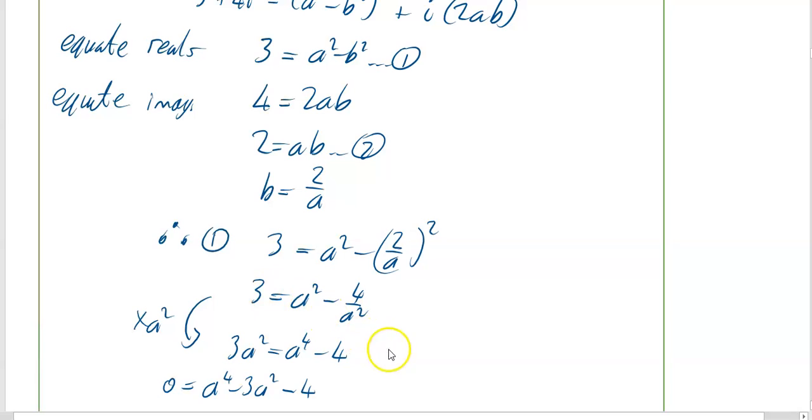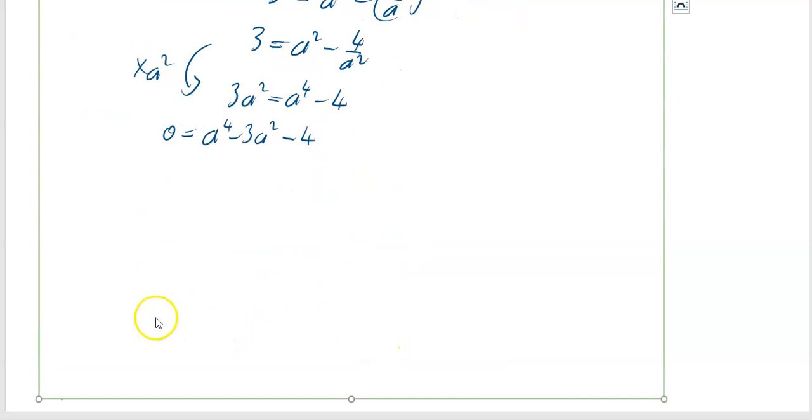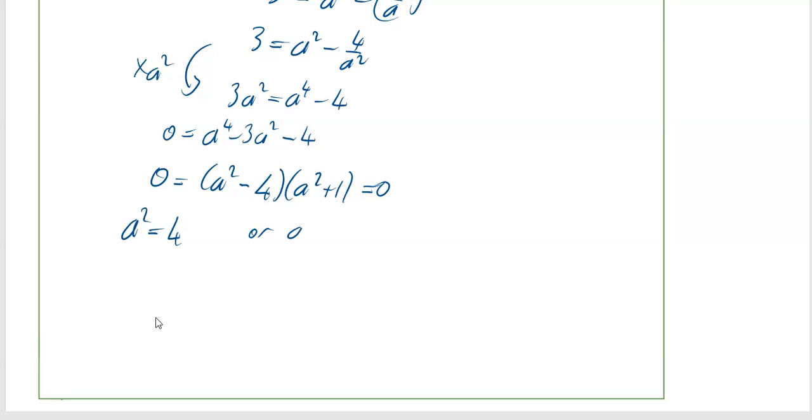And I think that will factorize. It will indeed, of course it will. That will factorize to give you (a squared minus 4)(a squared plus 1) is equal to 0. Okay, we're going to say then a squared is equal to 4, or a squared equals minus 1.